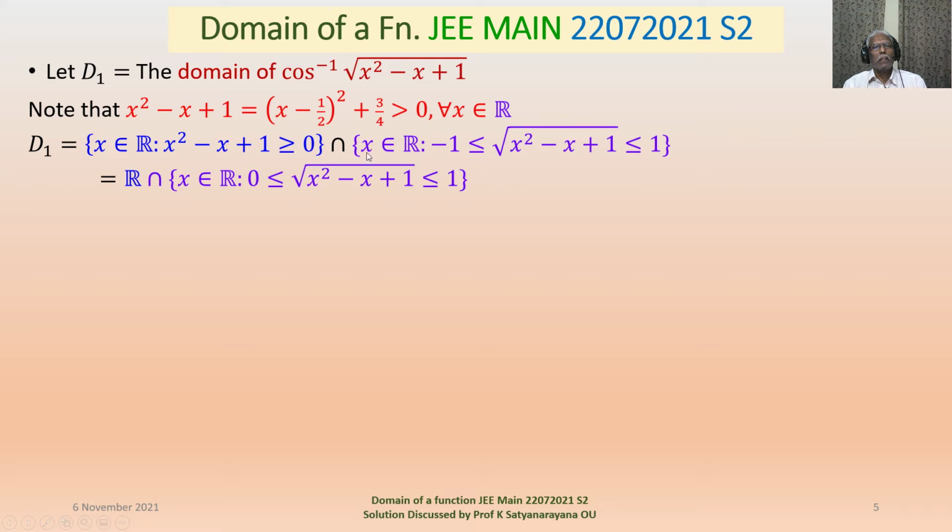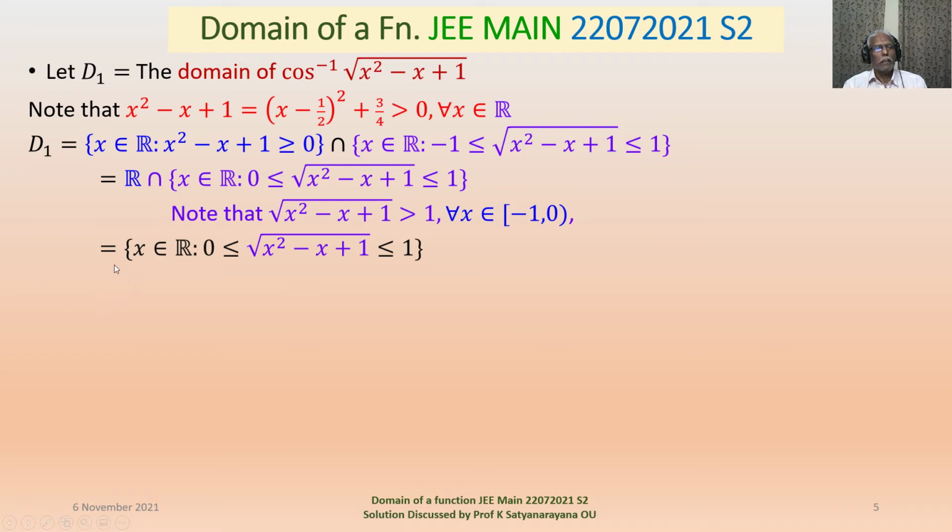Intersection. The second bracket is x belongs to R such that 0 is less than or equal to the square root of (x² − x + 1), which is less than or equal to 1. Why? Because note that the square root of (x² − x + 1) will always give a value greater than 1 for all x belongs to the semi-closed interval [−1, 0), closed at −1 and open at the 0 end. That is why that portion, −1 to 0, is taken out, because the value is supposed to be less than or equal to 1, whereas that value is greater than 1. That portion is taken out.